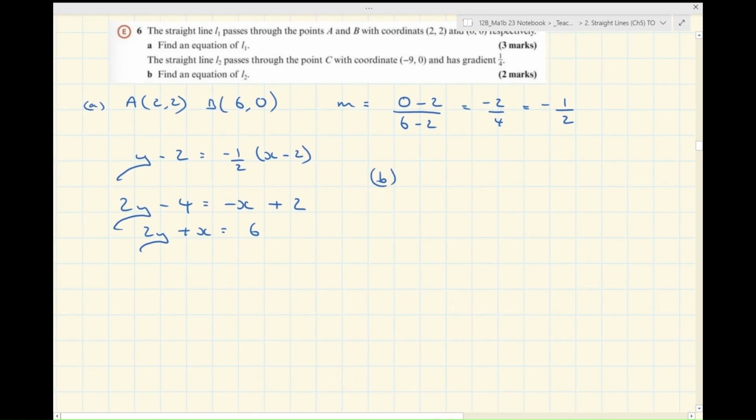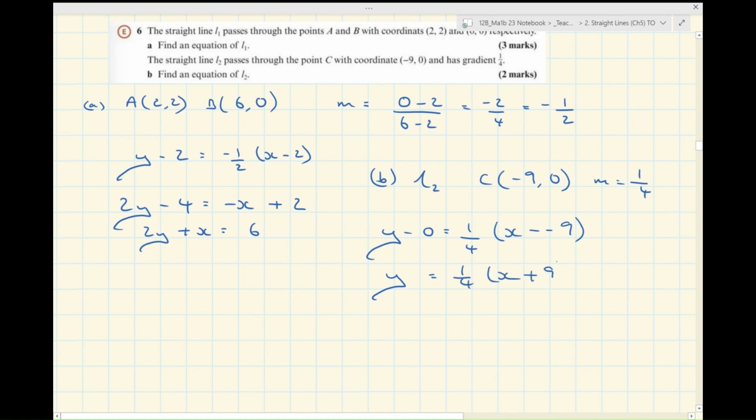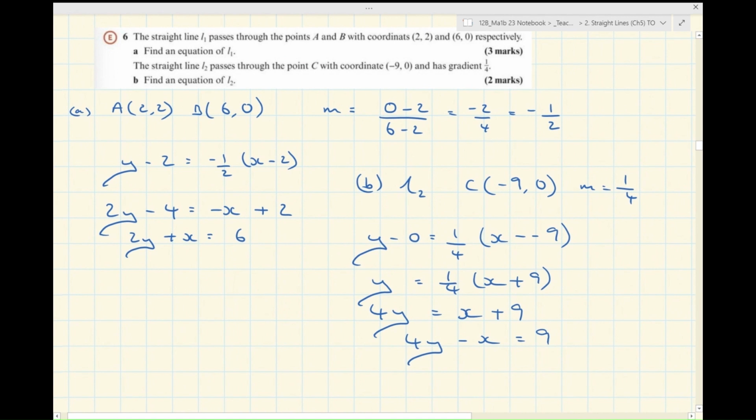Part B. Now in part B, I've got a straight line L2, and it passes through this point, and it has a gradient of a quarter. So I can simply say y minus y1 equals the gradient multiplied by (x minus x1). Notice that's x minus minus 9 there. It's going to be y equals 1 quarter of (x plus 9), multiplied by 4. And I'll put it in the same form as before. 4y minus x equals 9. That is question number 6 complete.